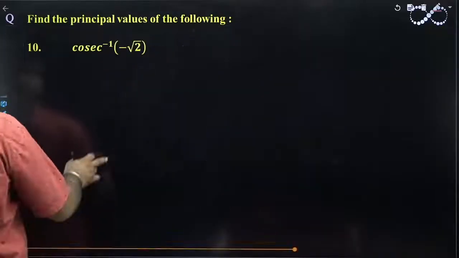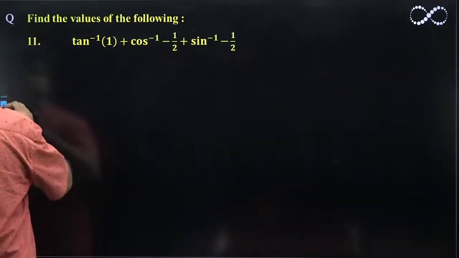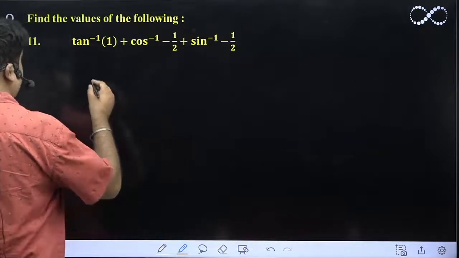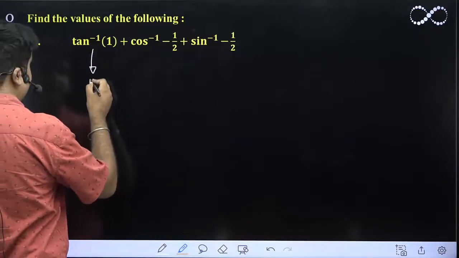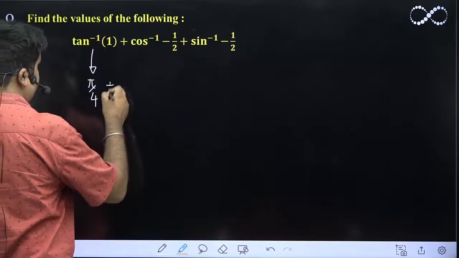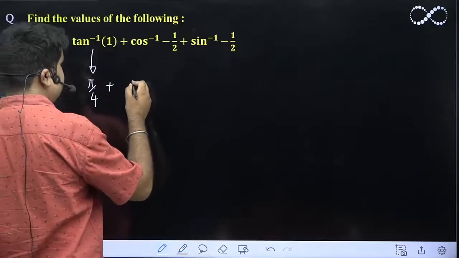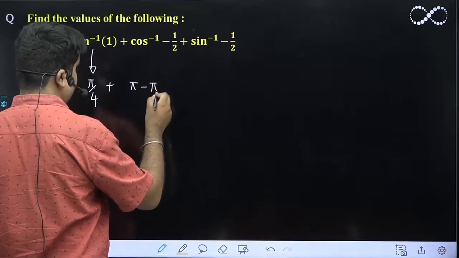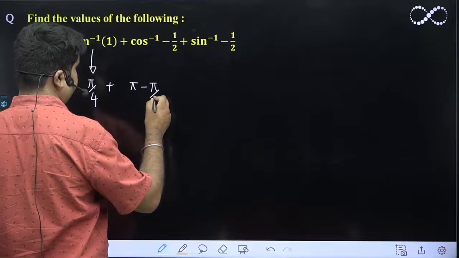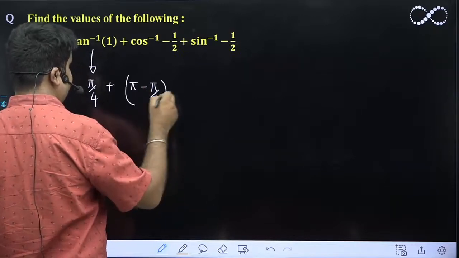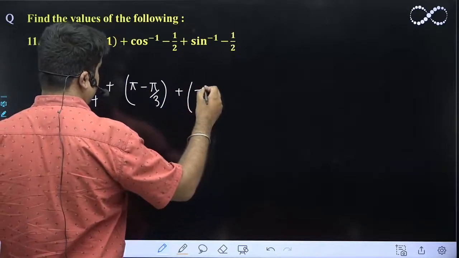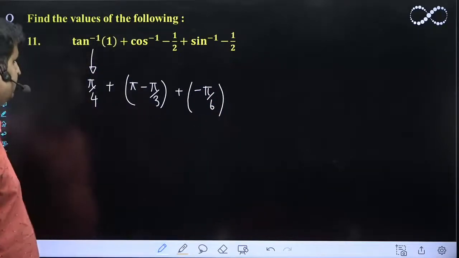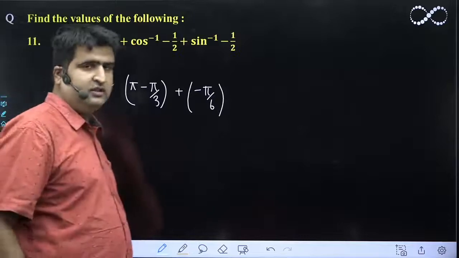So next is tan inverse 1 plus cos inverse minus half plus sine inverse half. So tan inverse 1, we know this is equal to pi by 4. What is cos inverse minus half? We can simply use pi minus pi by 3. And for sine inverse half we can simply use pi by 6. So you just have to add all these.